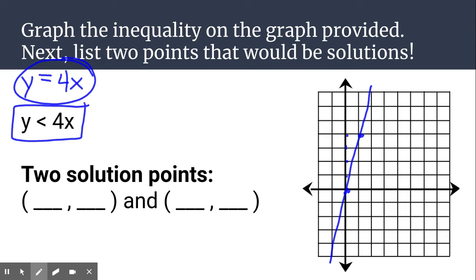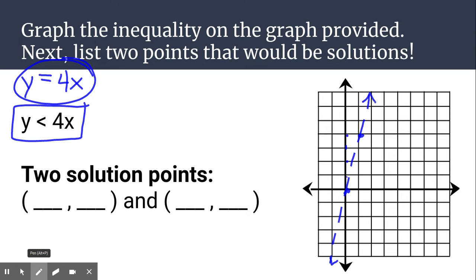There are 2 things I need to consider. First is the line itself. Is the line going to be a solid line or a dashed line? Well, I want the y's that are less than 4x. I don't want the y's that are equal to or on this line directly. So in this case, I need to dash my line. To do that, I'm just going to bring my eraser through here, and you could do this with your pen or pencil. I'm going to dash that line. So far, so good. Put my arrows on the end.